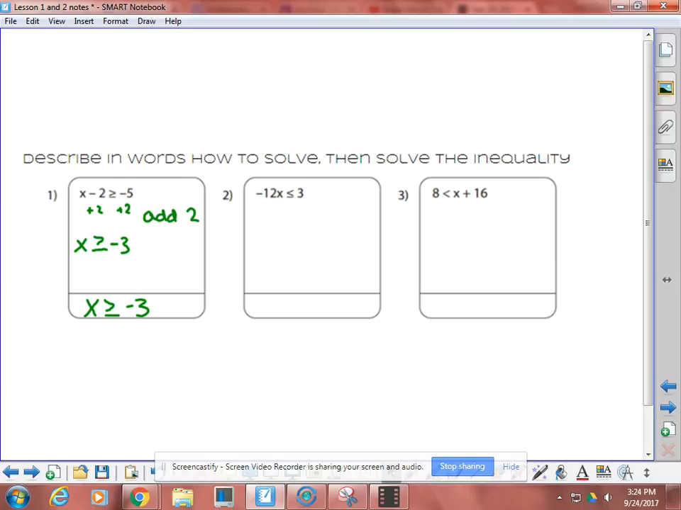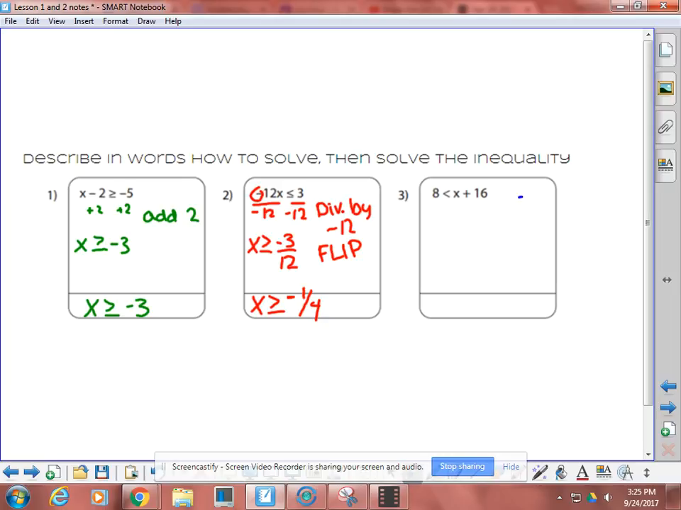My next one, okay, here's what's important. I'm dividing by a negative. Divide by negative 12. So I need to flip the sign because I'm dividing by the negative 12. So not only are we flipping the sign, but we're also getting a fraction answer. So I have x is greater than or equal to negative 3 over 12. Negative 3 over 12 can be reduced. They're both divisible by 3, so I get negative 1 over 4. So I flip the sign and I reduce my fraction.